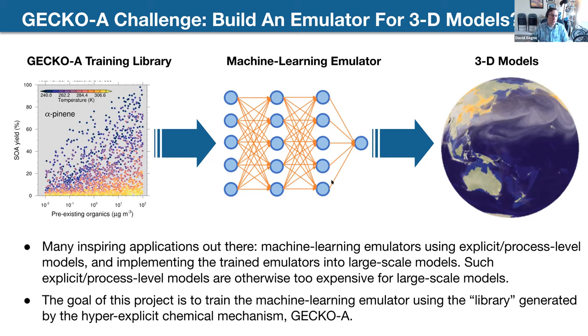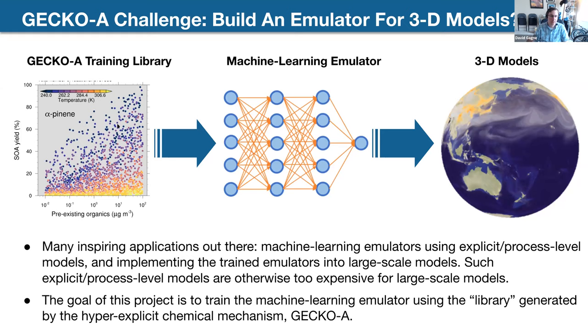and then be able to interpolate in this high-dimensional space between everything. The idea is that we could then put the emulator into a 3D model and let it interact with the real atmosphere and see what happens. But first, we have to make sure the machine learning model runs well with just getting GECKO-A right. So that's your challenge here.